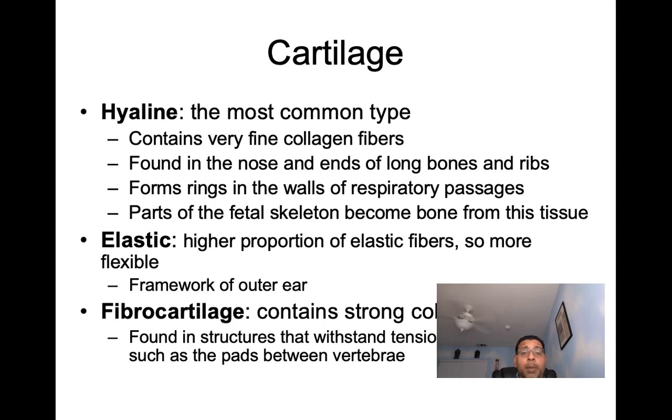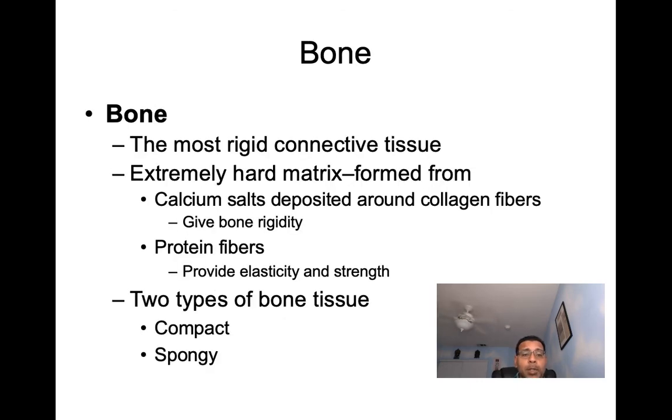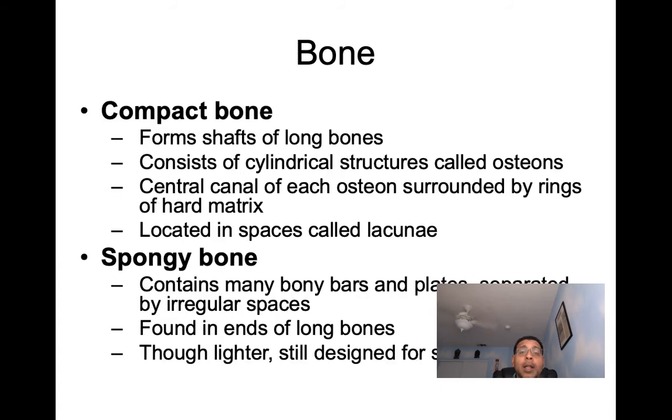Next, then let's move on to bone tissue. Now, when we talk bone tissue, it is the most rigid connective tissue. When we talk bone, we have two types. We have compact bone and we have spongy bone. Let's talk about compact bone then in greater detail.